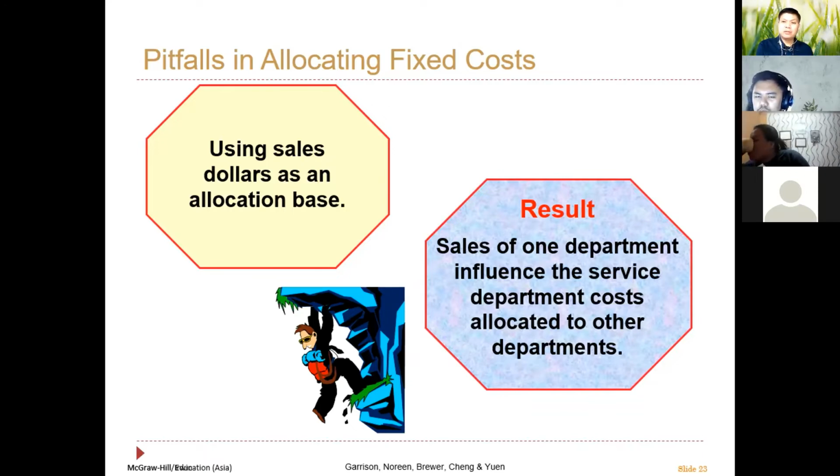No longer. A became one-third. Suddenly, the allocation to A dropped, and B became two-thirds. But A did nothing. B is the one who did something. B added sales, so his allocation increased. From 50%, he became two-thirds, which is 66.67%. A, who was 50% before and did nothing, became 33.33%. So that's a pitfall in allocating fixed costs.